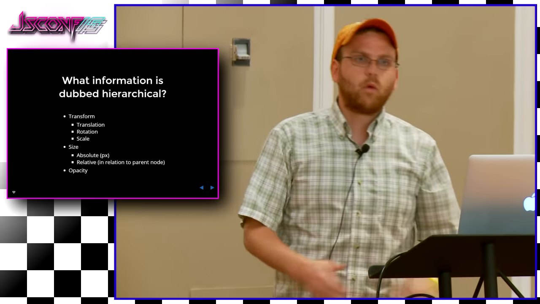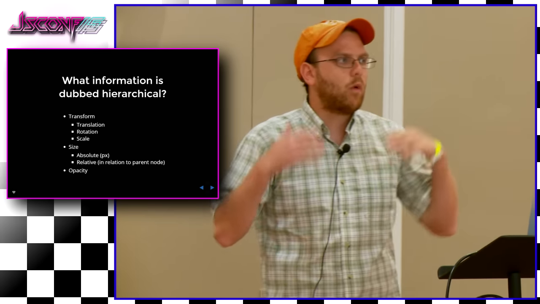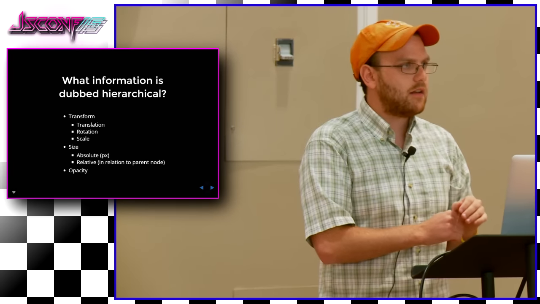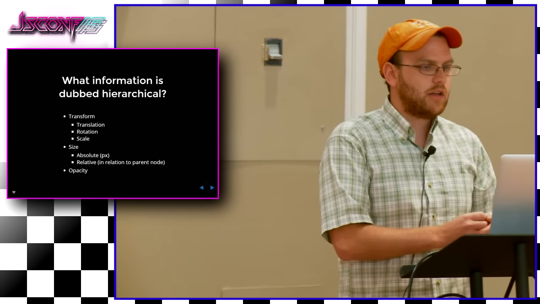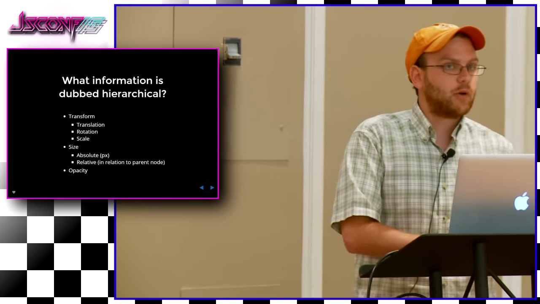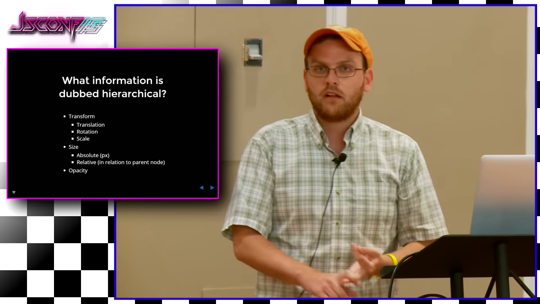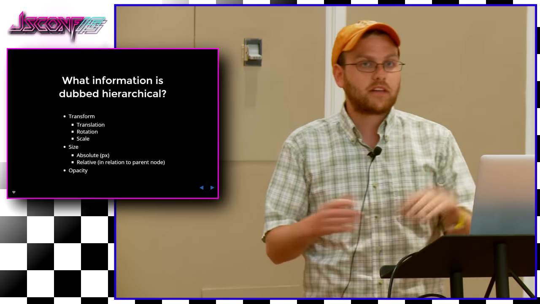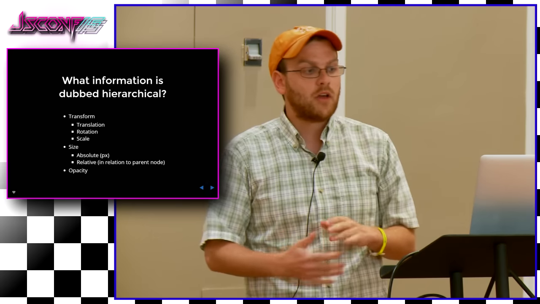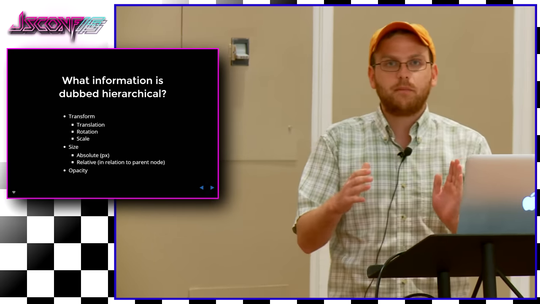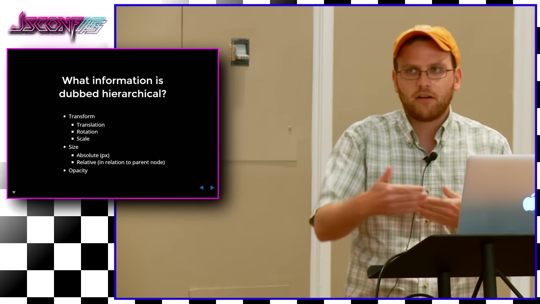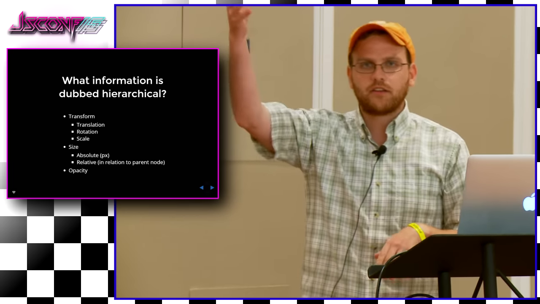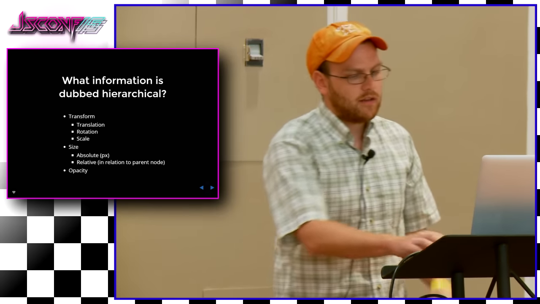So that begs the question, what other type of information is hierarchical? What is preferentially treated in our system so that we can get this motion between DOM and WebGL synced? We have transform, so that's translation, rotation, scale. There's size. I can set size in terms of pixels. I can say I'm a 50 by 50 by 50 box. Or I can say, all right, I'm 50 by 50, but my depth is half of my parent's depth. And then also opacity. We want opacity to chain down. So if my parent gets opacitated, I also need to be opacitated.